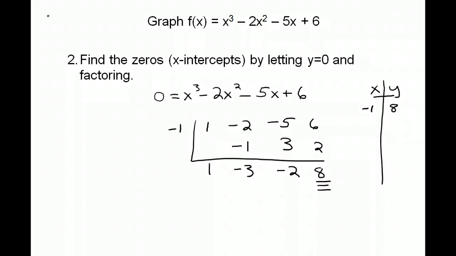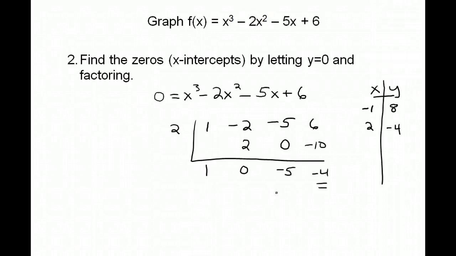Let's try another one. Alright, let's try 2 and see if that works. Bring my 1 down, I multiply, add, I get 0. Multiply, 0, add, I get -5. Multiply, I get -10, add and get -4. Okay, 2 is also not a 0. But I do have some information here, because if I put 2 in, I'm going to get a -4.